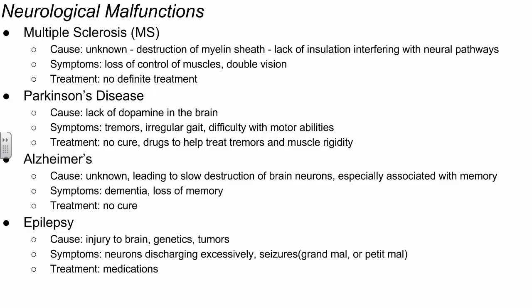Alzheimer's disease is, again, another neurological disease. The main cause is unknown. There's some genetic predisposition to Alzheimer's, but it leads to the degeneration of brain neurons, especially those associated with memory. Symptoms include dementia, loss of memory, and so forth.